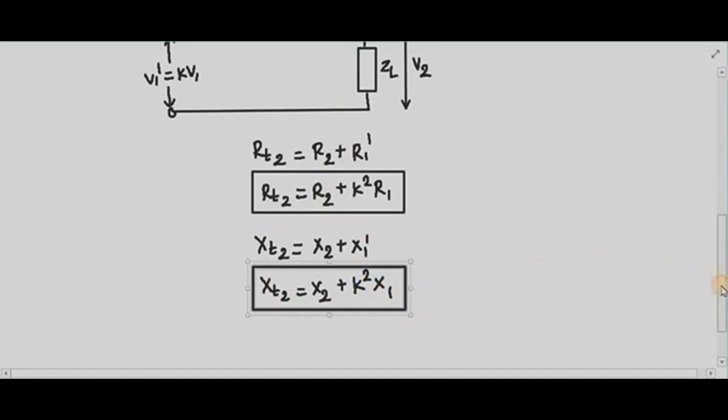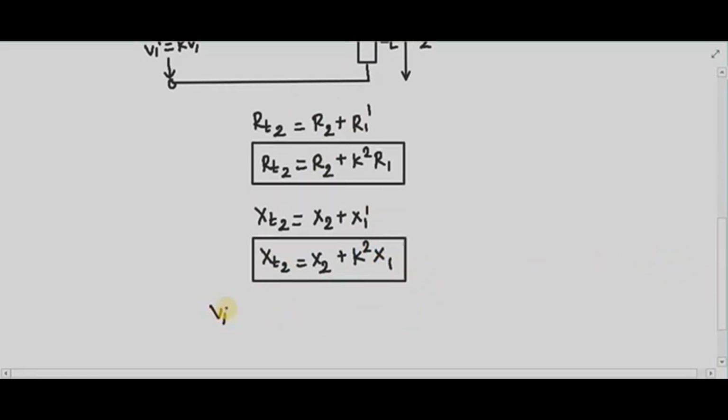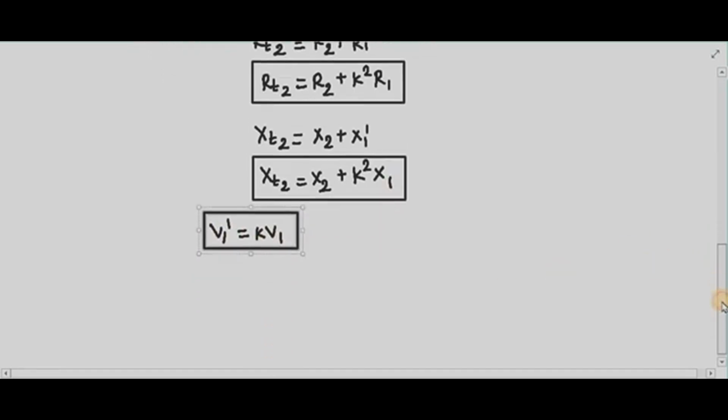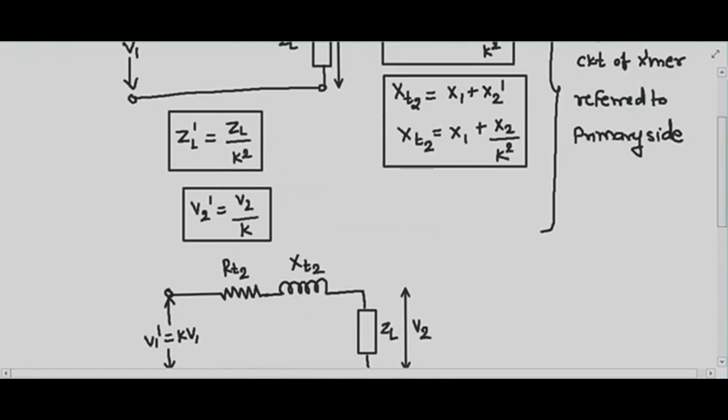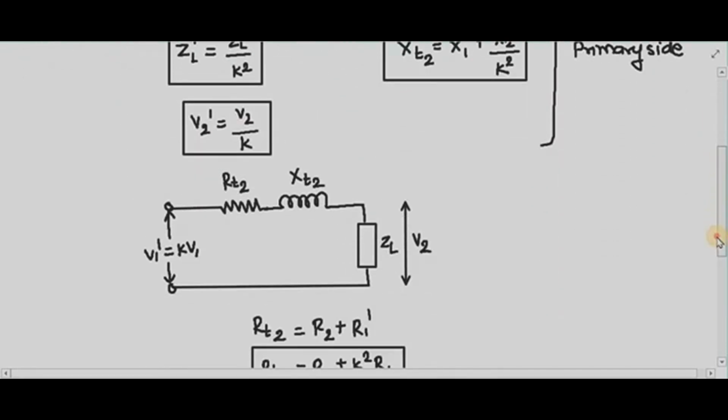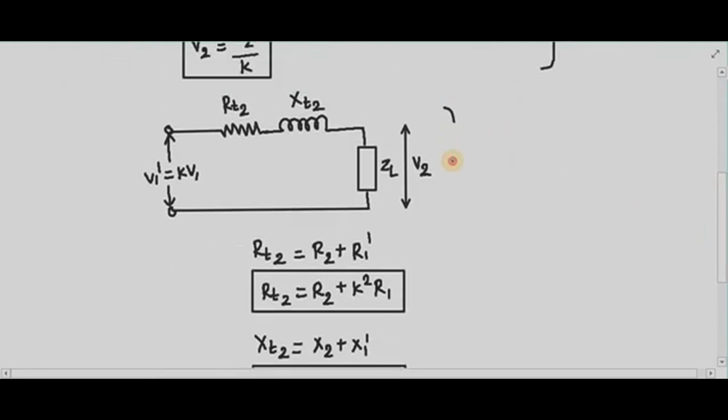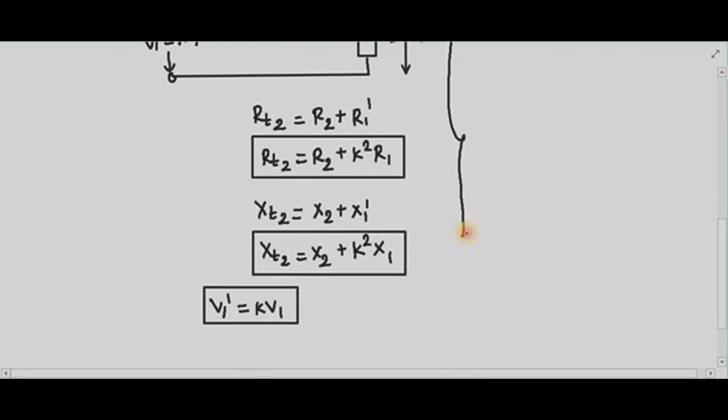Then what is V1 dash? V1 dash is nothing but the equivalent applied voltage of the primary winding referred to the secondary side, and it is given by K into V1. So likewise we have revised the equivalent circuit of the transformer referred to the primary side, and this lower circuit with the equations will give you the approximate equivalent circuit of the transformer.